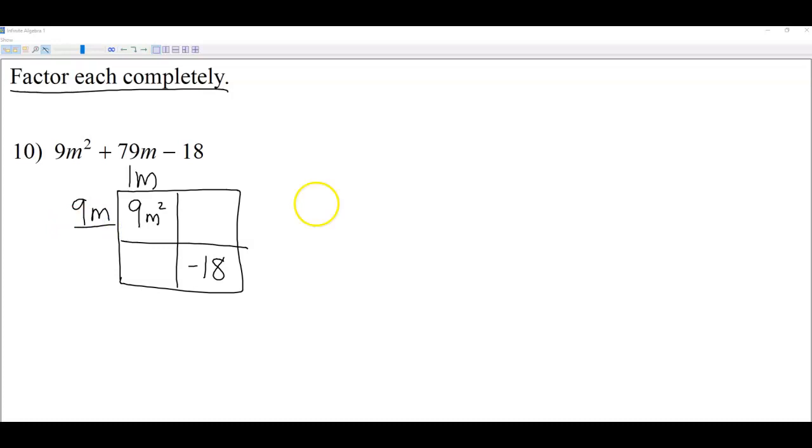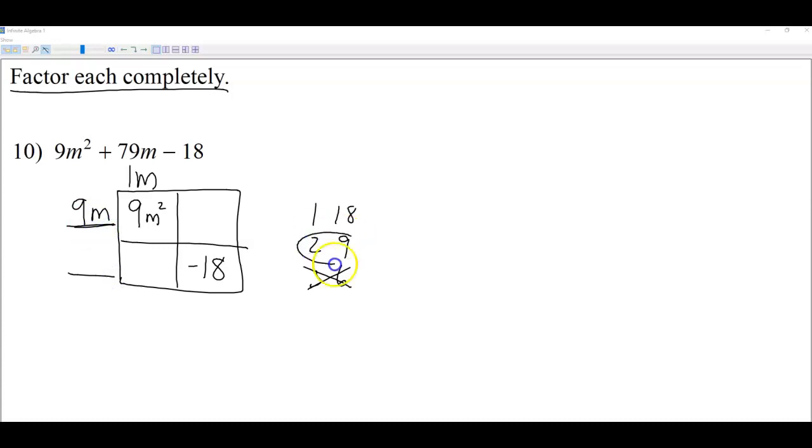So there's a couple ways to make 18, which we already talked about. 1 and 18, 2 and 9, or 3 and 6. I know it can't be 3 and 6 because whether I put the 3 here or the 6 here, it's going to have something in common with this 9, which isn't allowed. So I'll just get rid of that.